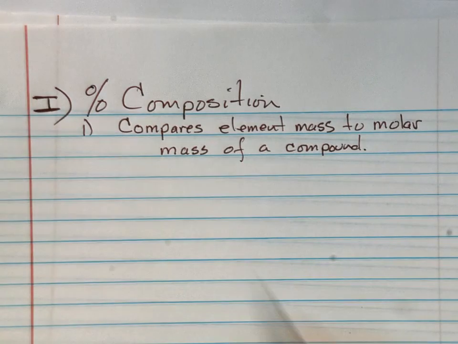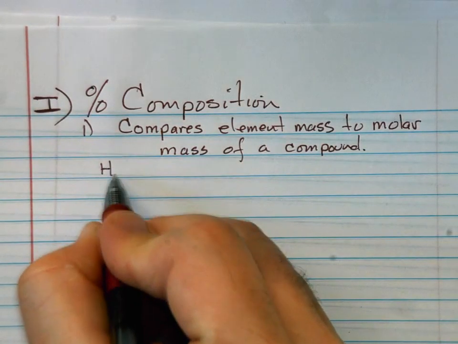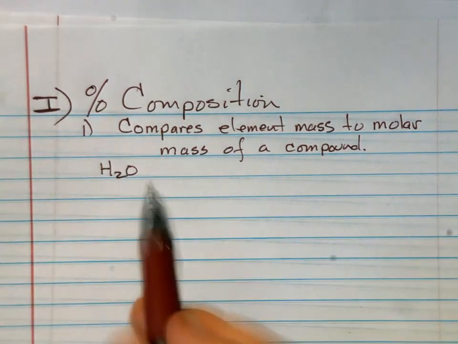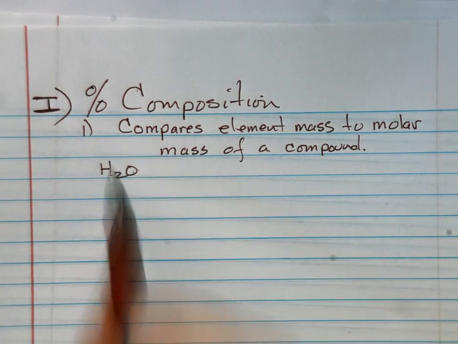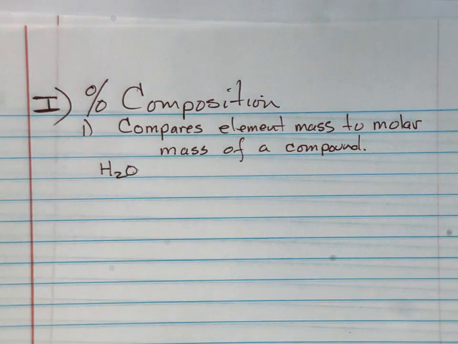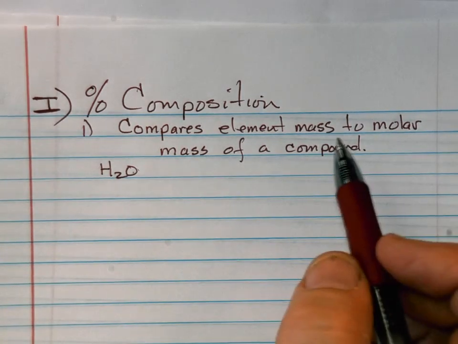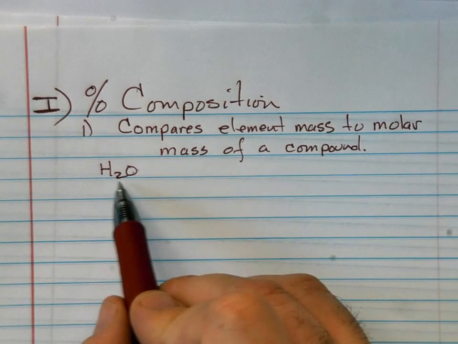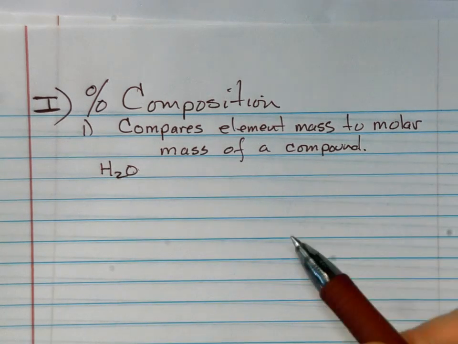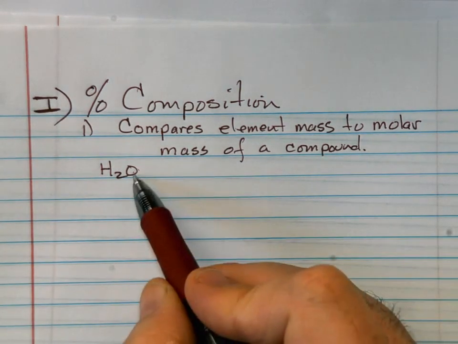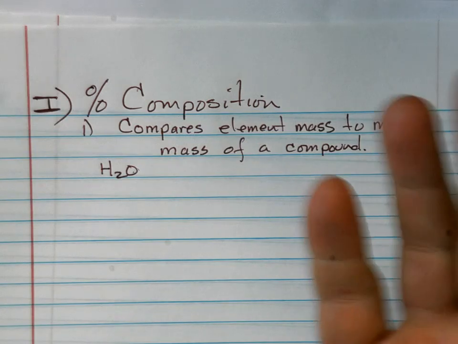For example, H2O. We will find out how heavy the oxygen is compared to the whole molecule. That's what we're looking at. Now, there's only 3 atoms in water, so would that mean that the oxygen is 33% of the mass? I mean, isn't there 1 oxygen out of a total of 3? What's wrong with that?